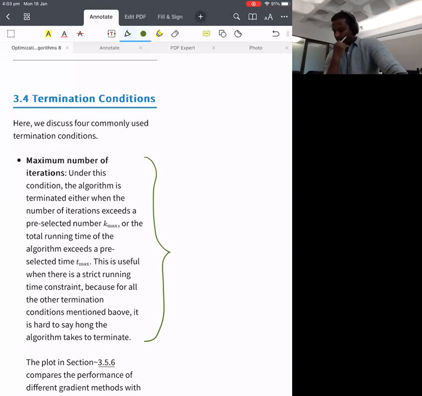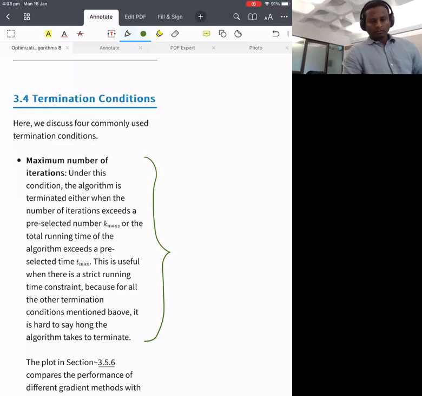Can someone tell me what could be the possible drawbacks of this method? Anyone? Well, that's one thing, we don't know whether it has time to converge. Yeah, there are two possibilities. We don't know whether it's converged or not, and if it is not converged, it will stop even before that. We don't know where we are. So that's a problem.